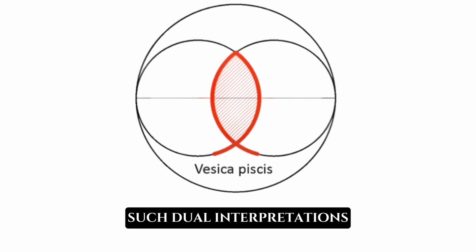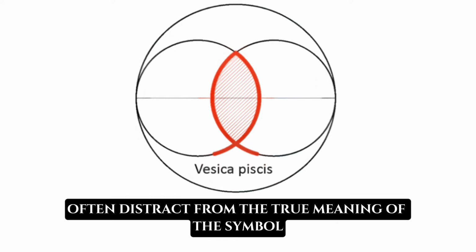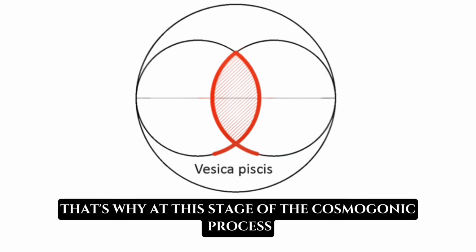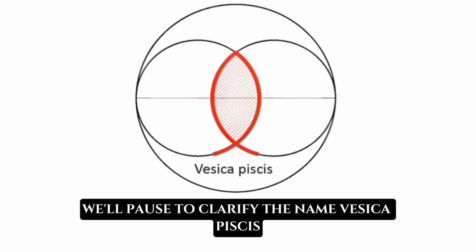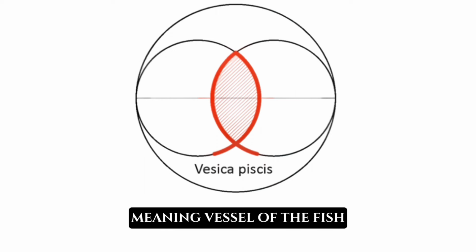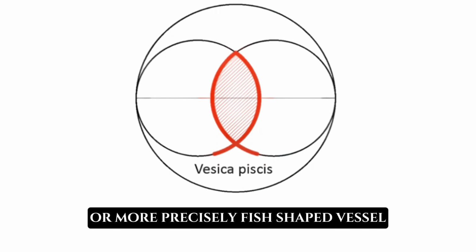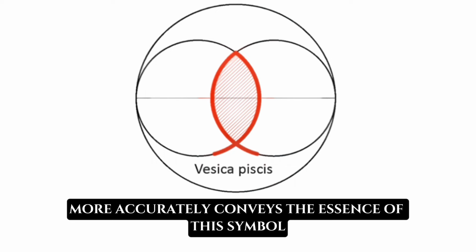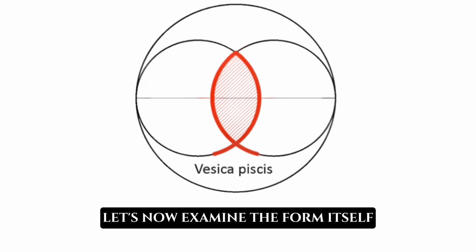Such dual interpretations often distract from the true meaning of the symbol. That's why, at this stage of the cosmogonic process, we'll pause to clarify. The name Vesica piscis, meaning vessel of the fish, or more precisely, fish-shaped vessel, more accurately conveys the essence of this symbol. Let's now examine the form itself.